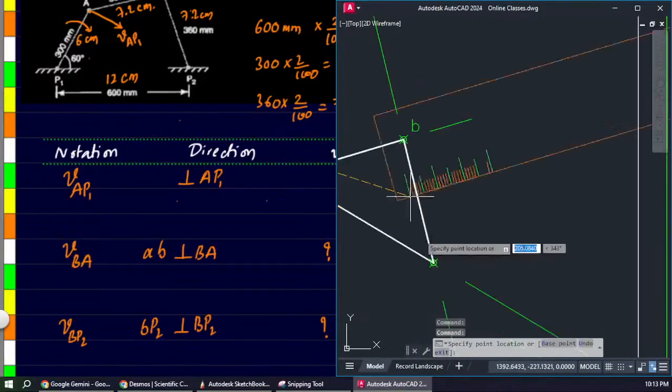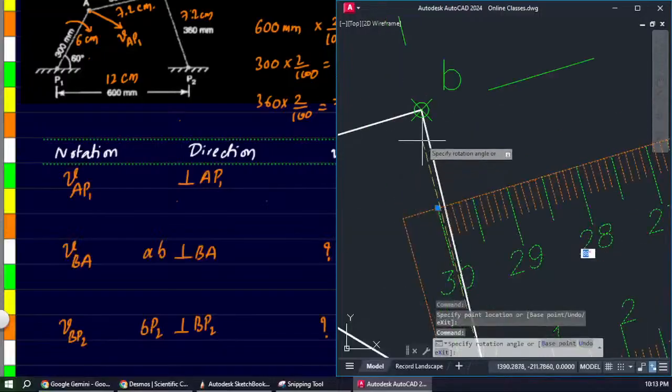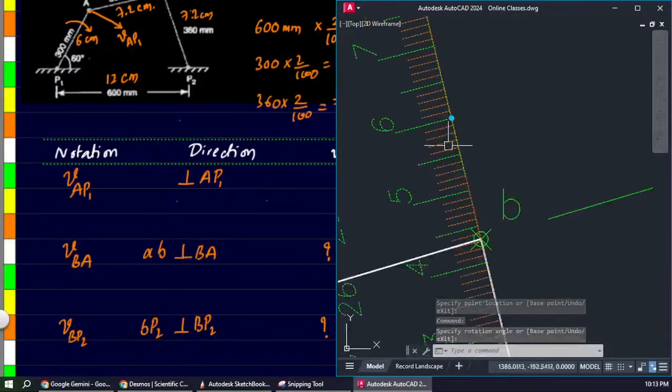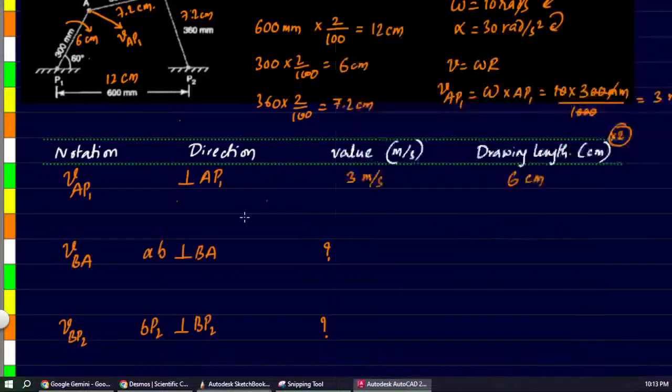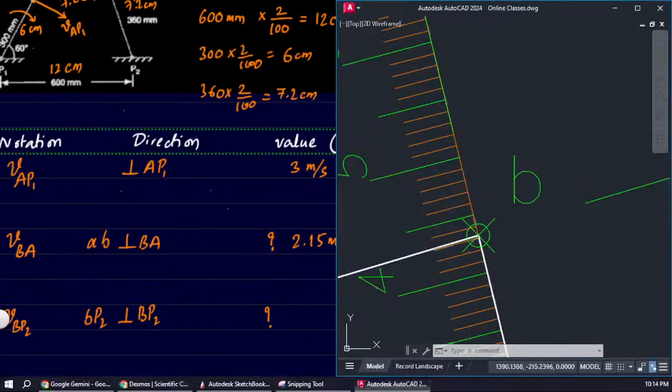First let us measure AB. You can see it is starting at 0, and we are getting 4.3. So the AB length is 4.3 centimeters. To convert it back, we divide it by 2, so we get 2.15 meters per second.